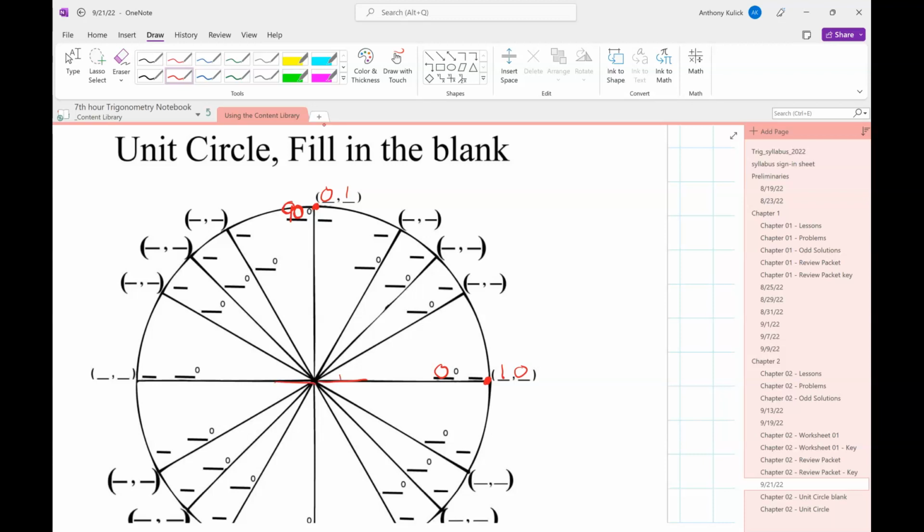What is this angle going to be? How far is that? How many degrees? It's a straight line, guys. 180. And what's the coordinate at that point going to be? -1, 0.